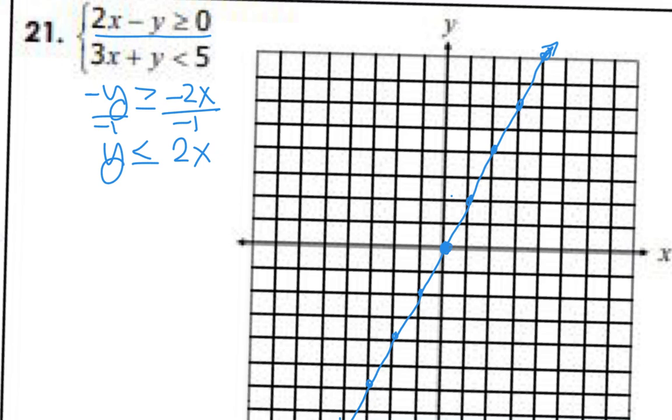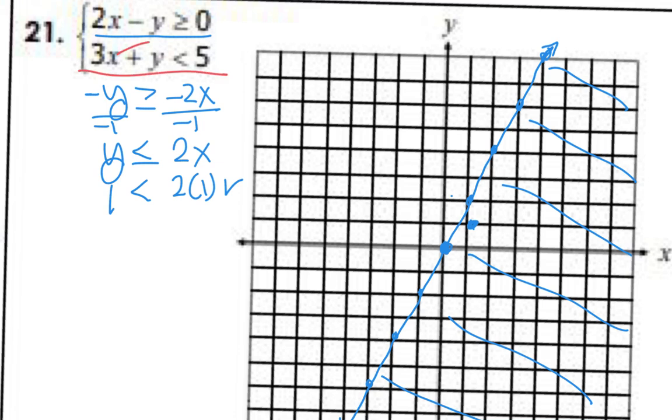So now 0, 0 is not open, so I'm going to have to pick another point for a test point. So let's just pick 1, 1. It's not quite on the line. So 1 is less than 2 times 1. Well, that's true. So that means 1, 1's true. So that means everything on this side of the line is a solution for that inequality.